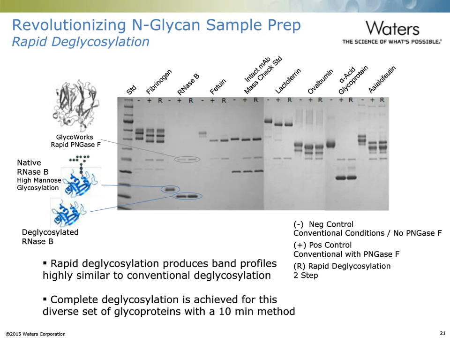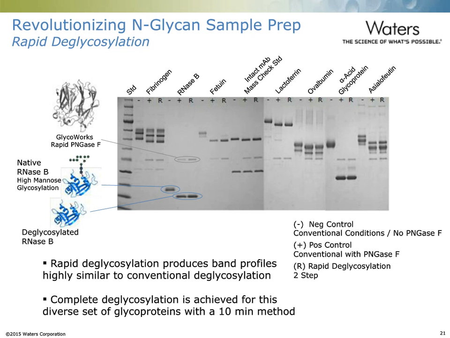Moreover, the apparent molecular weight decreases are visually comparable to those observed for proteins deglycosylated by the control method. For example, the protein band seen for RNase B in the negative control shows a slowly migrating band corresponding to the fully glycosylated native RNase B. Meanwhile, the rapid deglycosylation and positive control samples display equivalent band profiles and more quickly migrating bands corresponding to the deglycosylated RNase B. So the rapid deglycosylation approach, as you can see here, produces deglycosylation of most glycoproteins in a way that is comparable to conventional approaches, but it requires only a fraction of the time.